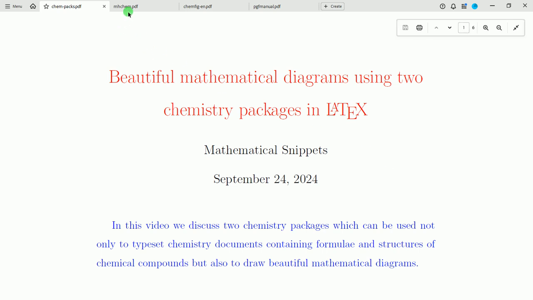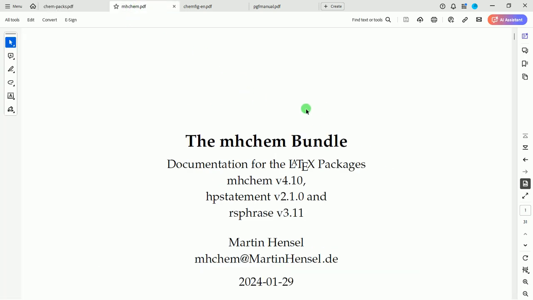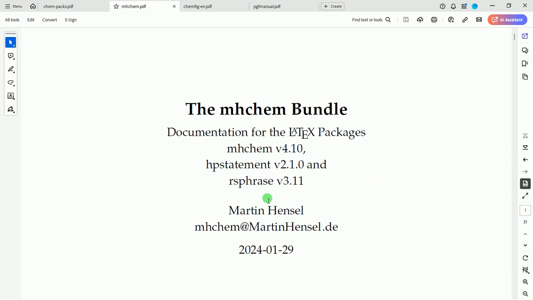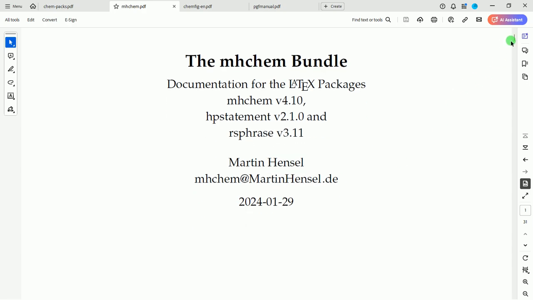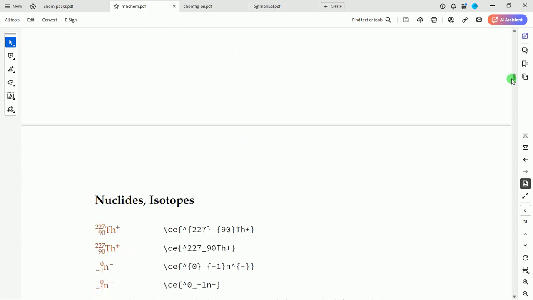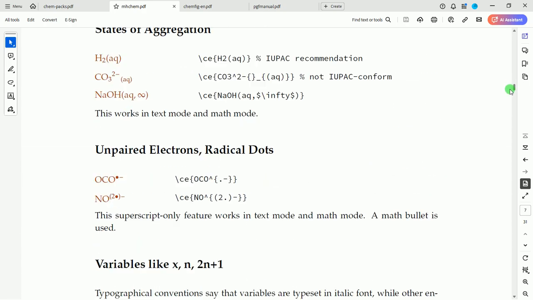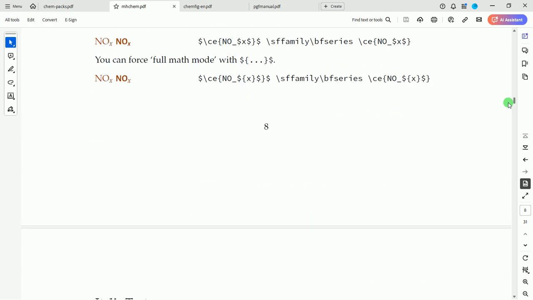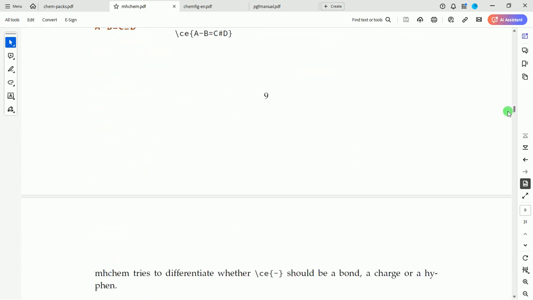First of the two chemistry packages is this one. Its name is MHChem package. This is the documentation of that package. It is freely available in the internet. You can download it. And how to write chemical equations, reactions, formulae, everything is written here.